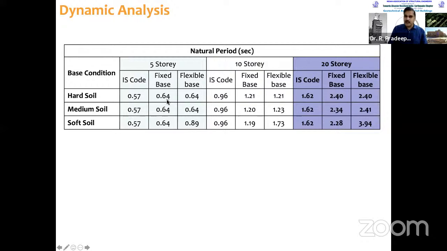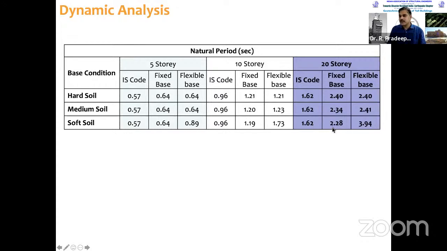But even for a 5-story building, when we are in soft soil, elongation of natural period is taking place here. For the 10-story building, further elongation is taking place. Now coming to the tall building, which is the case right now. So 0.64 fixed is the natural period using the IS code method, meaning the empirical expression.